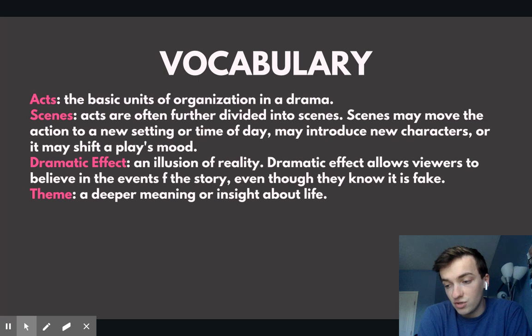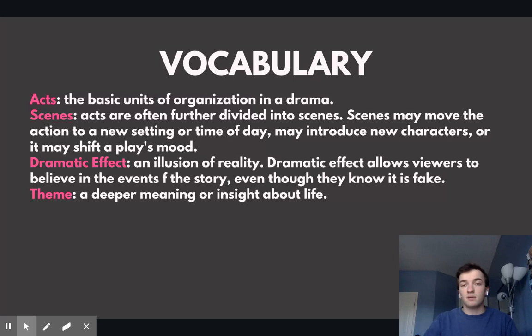Remember, I just showed you Shakespeare kind of organized his around that plot diagram, the exposition, rising action, climax, falling action, and resolution. Those are his basic units of organization: Act 1, Act 2, Act 3, Act 4, Act 5. And then scenes. Acts are often further divided into scenes. Scenes may move the action to a new setting or a time of day, may introduce new characters, or may shift a play's mood. So we'll see a lot in Romeo and Juliet.